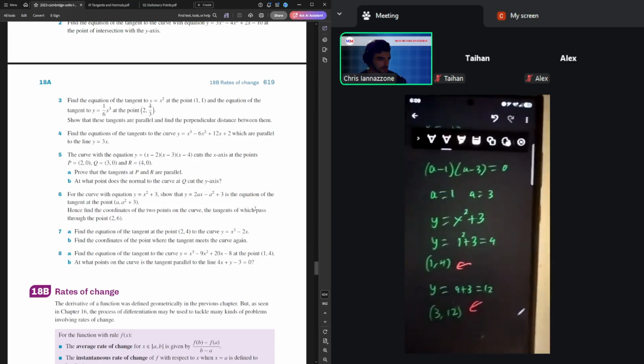Alright, that's about it for tangents and normals. Any questions or clarifications so far?